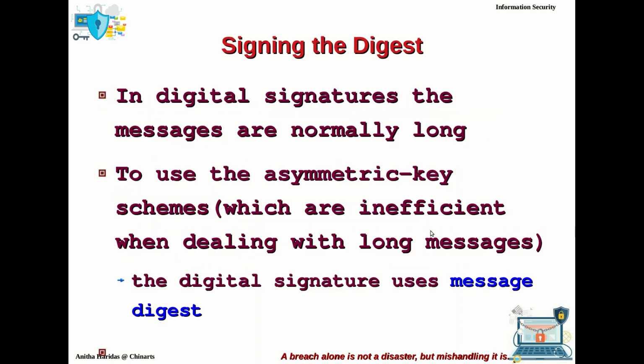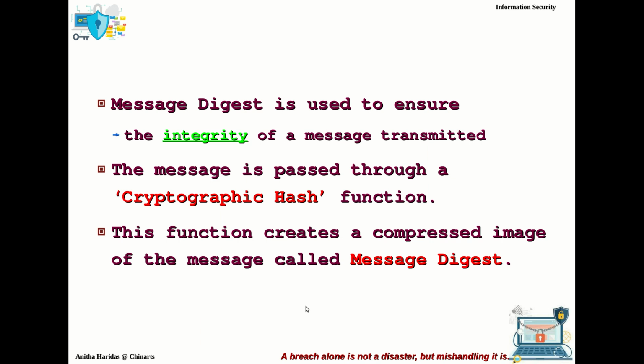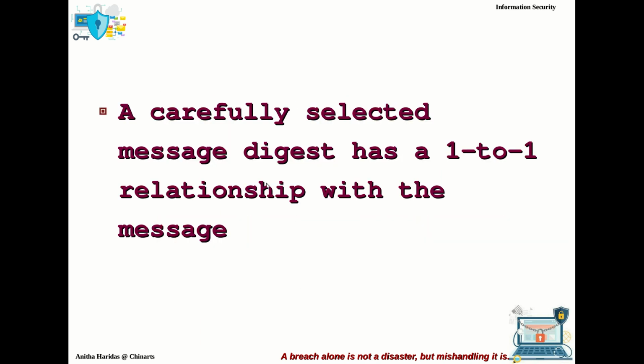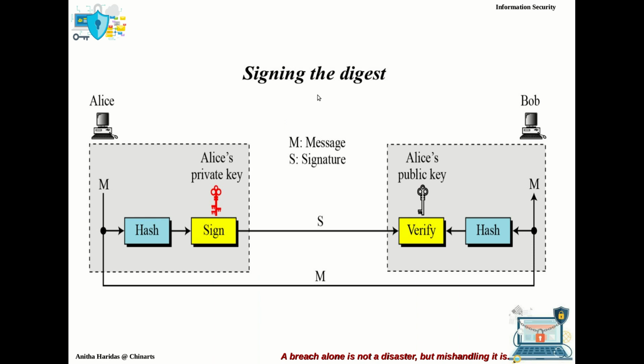Okay, so the point here is, in digital signature the messages will be very long, so using longer messages becomes very inefficient in the asymmetric key scheme. So the digital signature is going to use a message digest. And what is message digest we had seen, and the message digest will always have a one-to-one relationship with its message. And how do you sign the digest now?